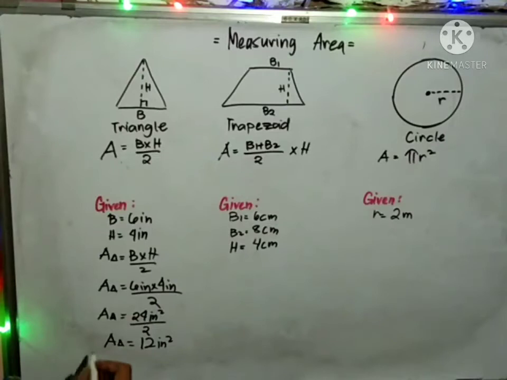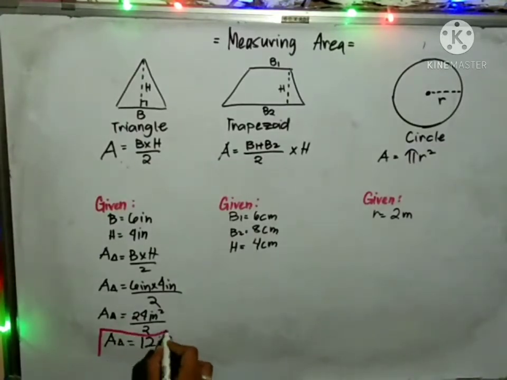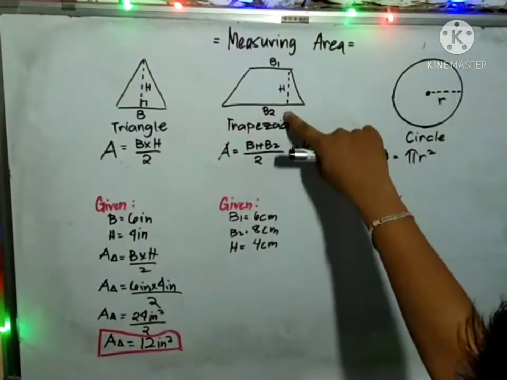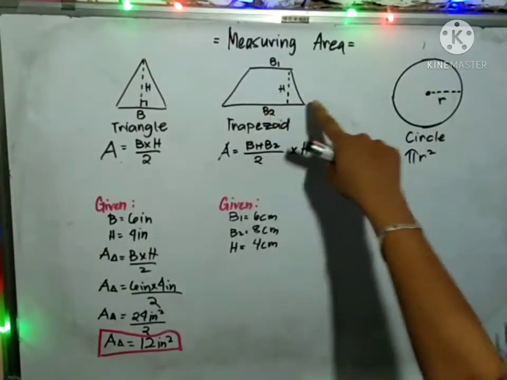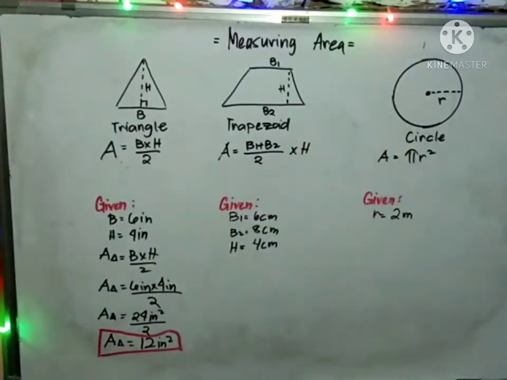So ito po yung area ng triangle natin, given na yung kanyang base is equal to 6 inches at ang kanyang height is equal to 4 inches. Now, proceed naman tayo dito sa trapezoid. Medyo mahaba-haba itong trapezoid na ito. So we have base 1 and base 2. Ang base 1 is 6 centimeters. Ang base 2 niya ay 8 centimeters. At ang kanyang height daw ay 4 centimeters.